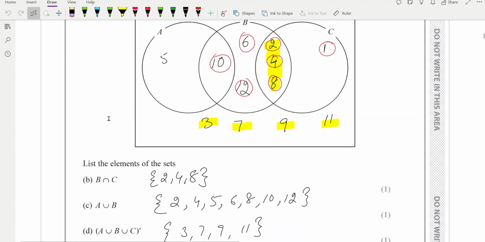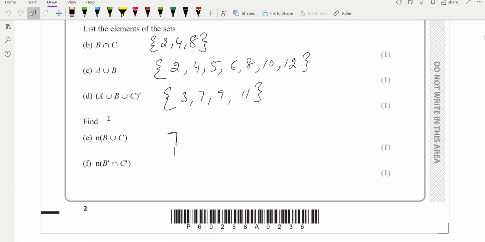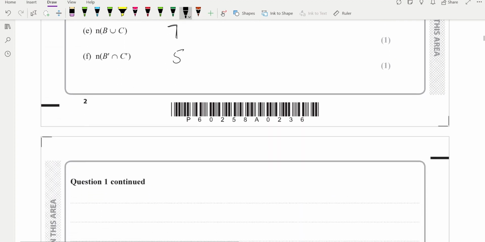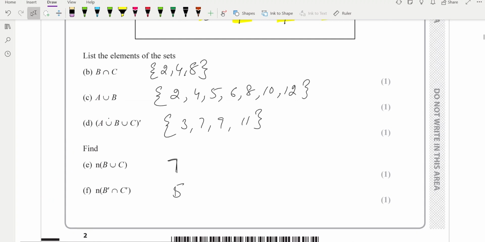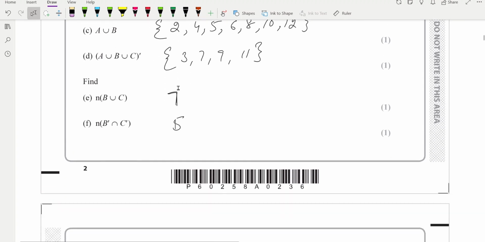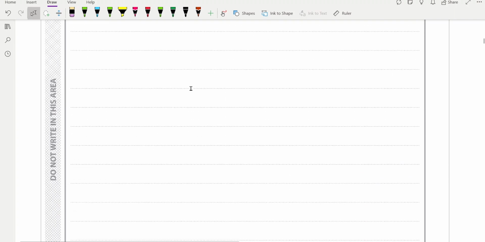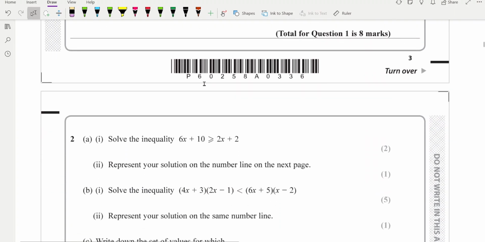So that will be 5, 3, 7, 9, and 11. So there will be 5 members. So we can write here 5 members for this answer. Basically, I have answered over here, and they have provided space on the next page for the answer. You can use this page as well.